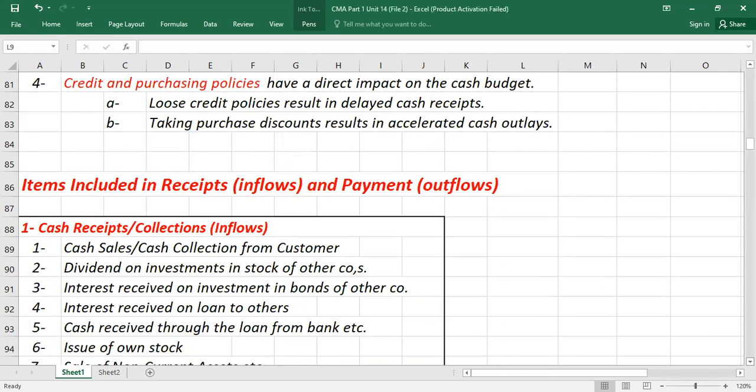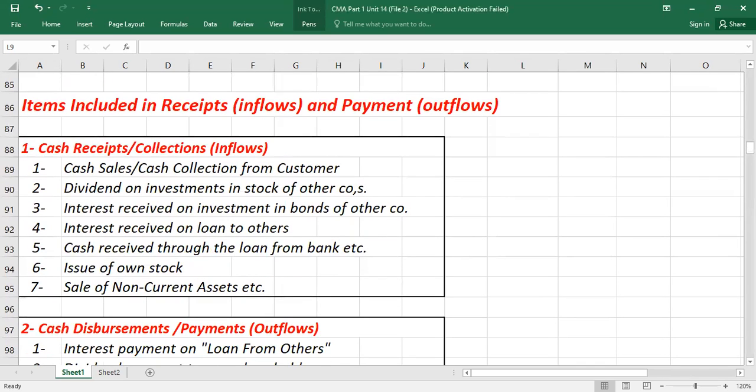Now, first I'm going to explain what items might be included in receipts, meaning inflows, and which items might be part of payments, meaning outflows. Here we have just a few examples. Then I'll explain how the question will be tested in essay style questions and in MCQs from this topic. This topic is important because you may face 2 to 3 MCQs in your MCQ section.